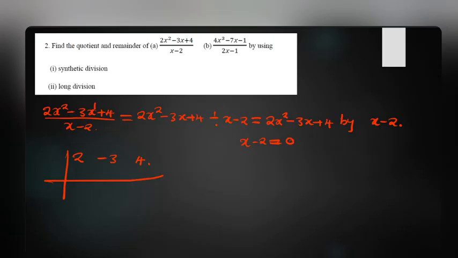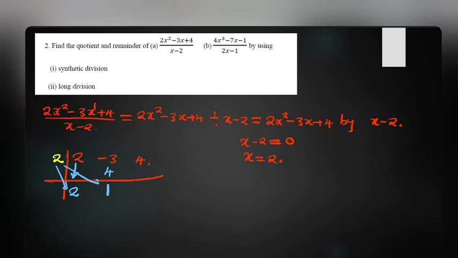So we set this to 0. Once we do that, we get x equal to positive 2. That positive 2 value is the one that we put here. So we put a 2 there. Now from here, you first drop the first coefficient, 2, down. After dropping it, multiply it by going this route, meaning 2 times 2 gives us positive 4. Then we add: negative 3 plus 4 gives us positive 1. So 1, we drop it here.